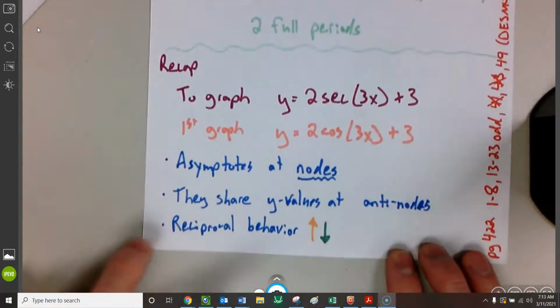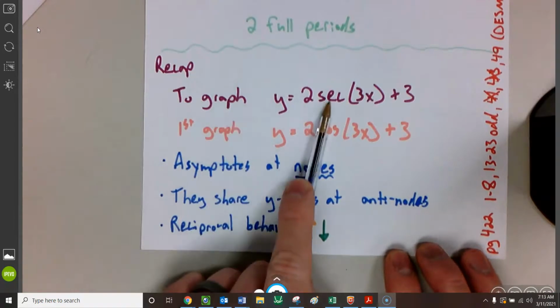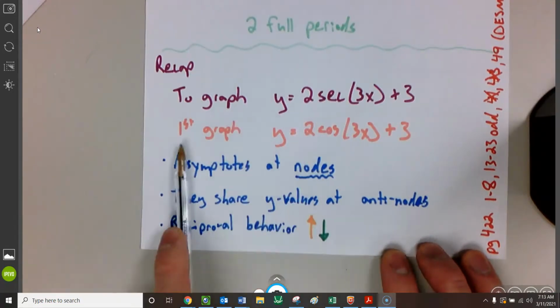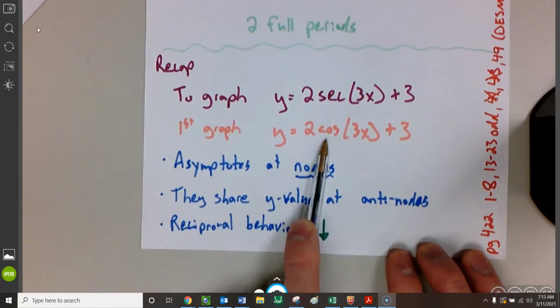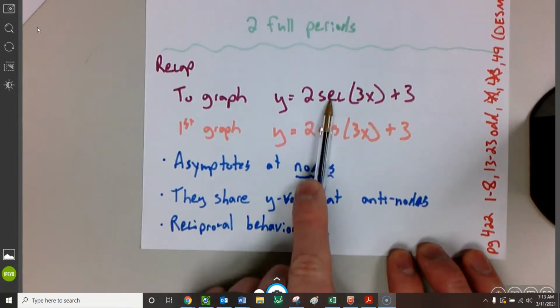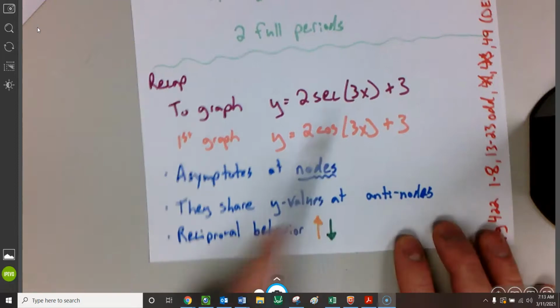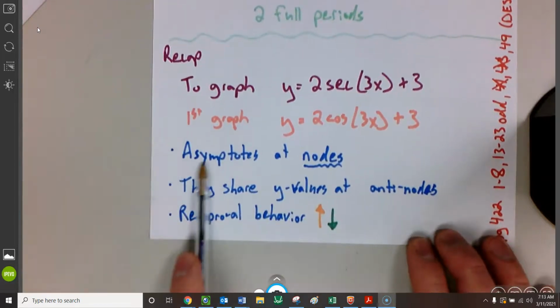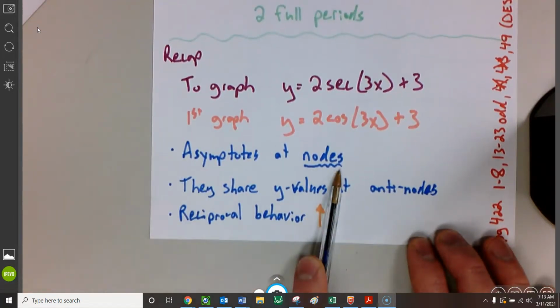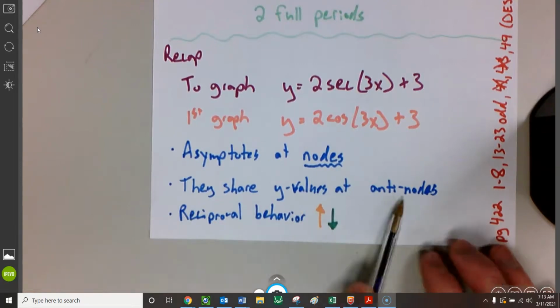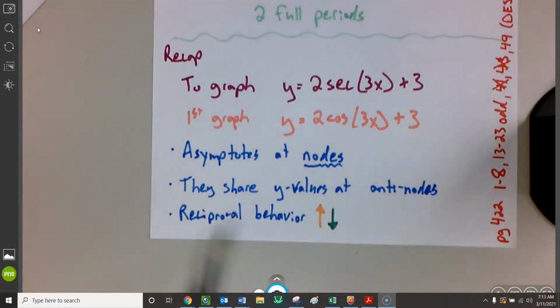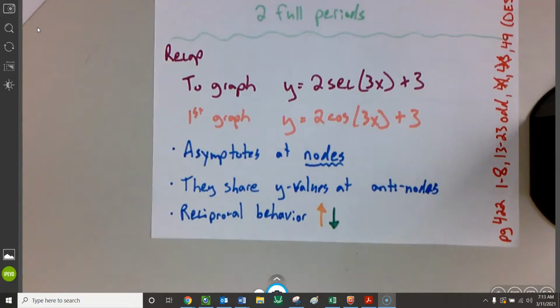The recap. If I ever want to graph secant or cosecant, I'm actually going to first graph the reciprocal version of it. If it's secant, I'm going to graph cosine. If it's cosecant, I'm going to graph sine. Then I'm going to use this idea of reciprocal behavior. There's asymptotes at the nodes, those middle ones. They share y values at the antinodes. And then this idea is one goes up, the other goes down. Okay?